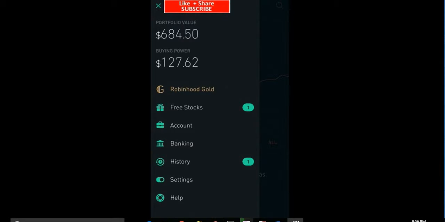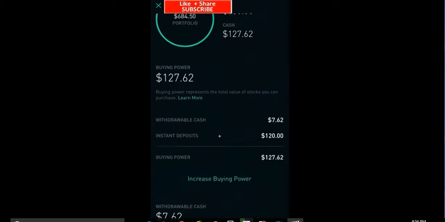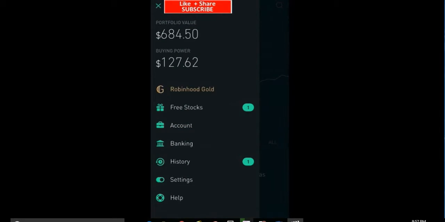If you go through, you can see the settings right here. Under account, you can look at your account, go through and see your portfolio, stocks to cash, what you can withdraw at this time, and instant deposits. Banking is where you can actually link a bank account to it. You can set up automatic deposits. I do not have that. I actually do manual deposits whenever I have funds available.